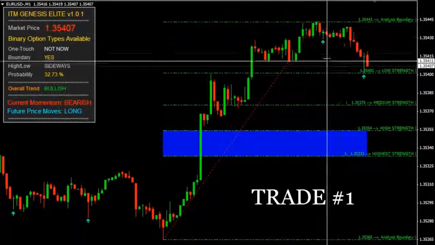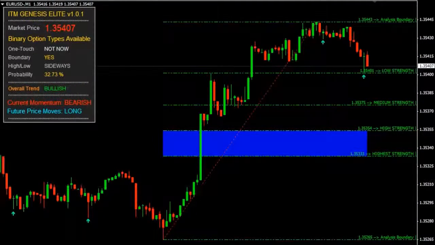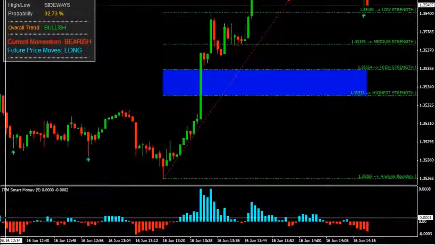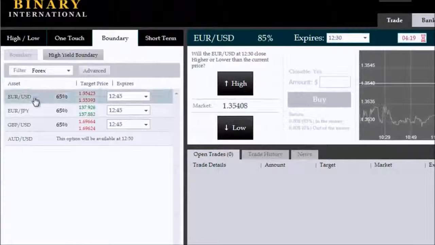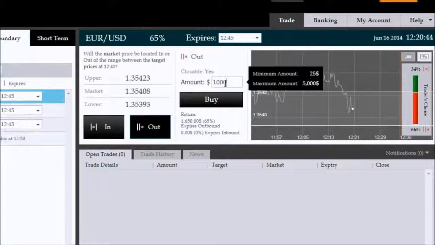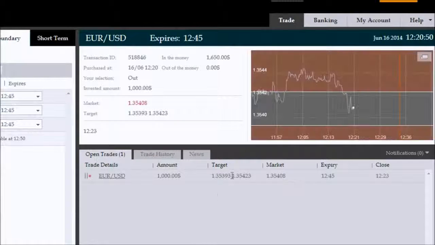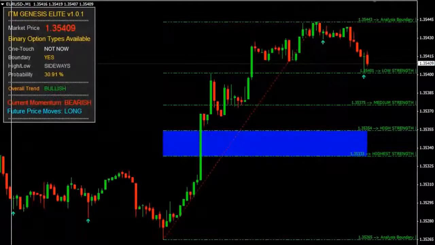Looking at the Euro USD to start things off, we're going to go for a few hours here. Genesis Elite is recommending a boundary option with a 32% probability of price staying inside the current boundary. Therefore, an outside boundary trade carries higher probabilities logically. So we'll invest 1,000 into this trade. Once we enter, the trade will expire at 12:45 in roughly 25 minutes time.